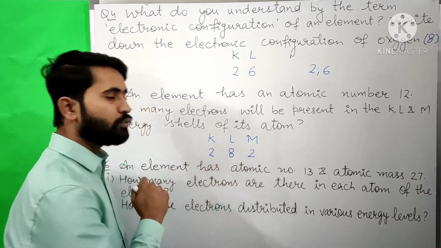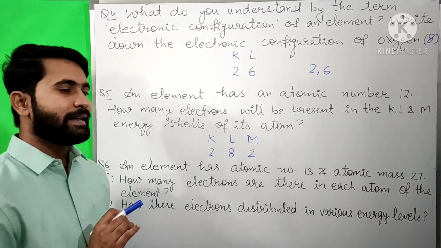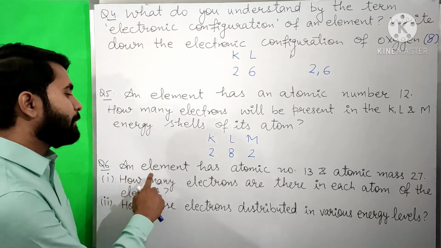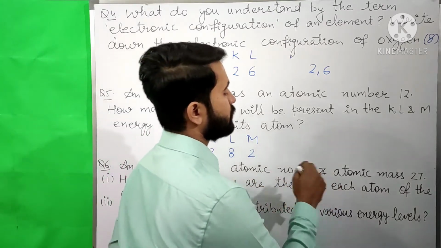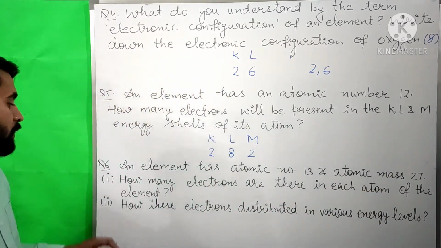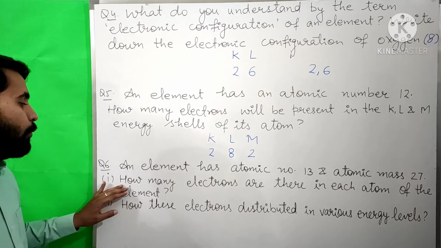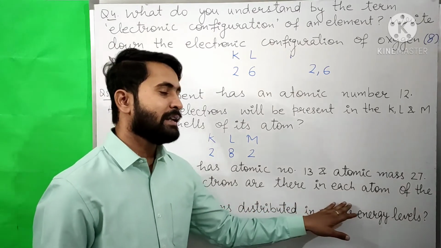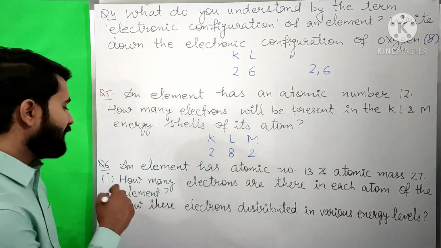Now the next question is, an element has atomic number 13 and atomic mass 27. Now we have to tell how many electrons are there in each atom of the element.